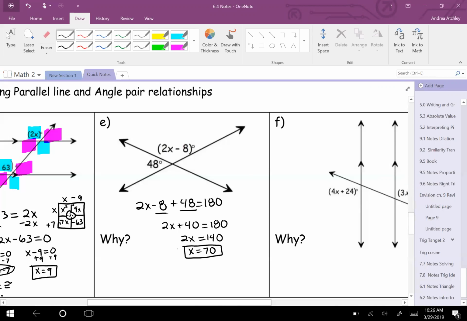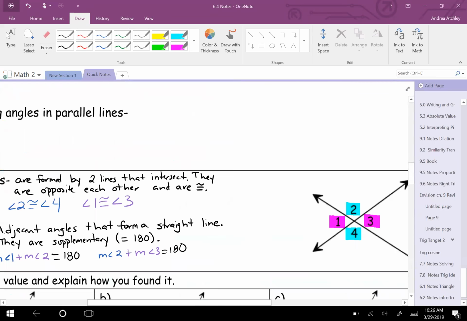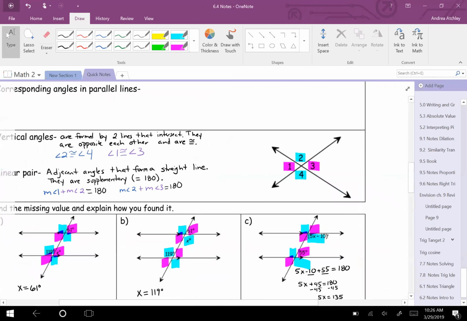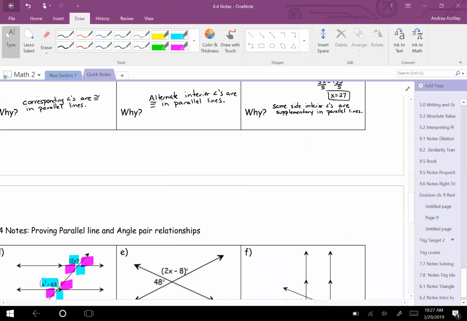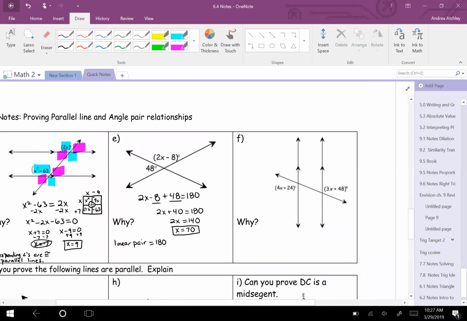Okay, can somebody name those angles for me? They're a linear pair. A linear pair equals 180. So if you go back up here to our vertical angles, that's what they look like. 1 and 2 are the same ones we just did. They form that straight line, that straight angle, so they add to 180. Okay, next one.